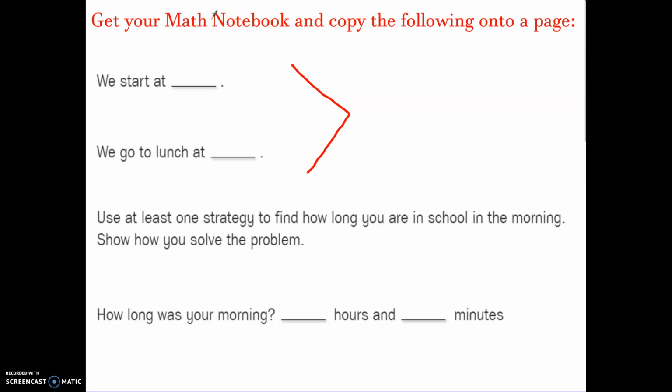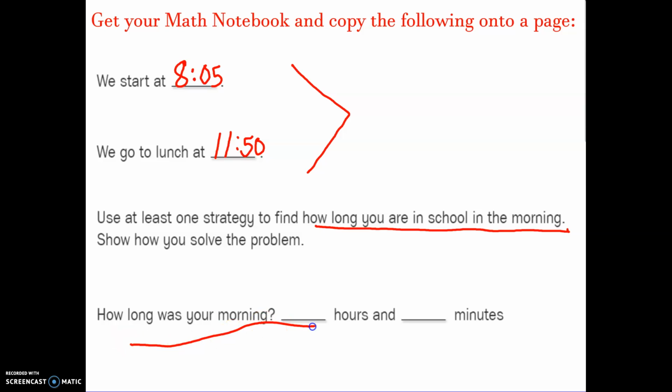So your task is you're going to find out how long you are in school in the morning. And the morning is from when we get to school until we go to lunch. And I know that you're at home doing this and you're not at school, but that's okay. I'm just going to put in some pretend times in here anyway. So we're going to say that we start school at 8:05 a.m. and we go to lunch at 11:50 a.m. Okay, so we need to figure out how long our morning is in hours and minutes.